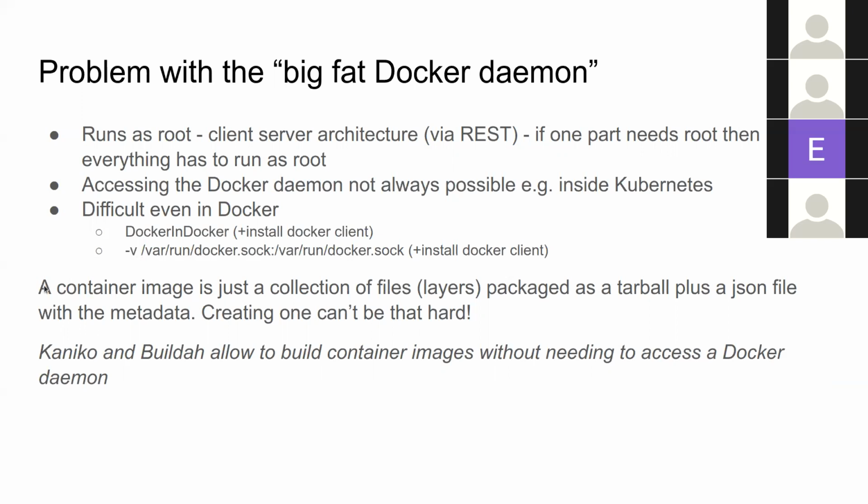And at the end of the day, a container image is actually just a collection of files, the layers, packaged up as a tarball and an associated JSON file that provides the metadata. Now, hang on, creating some files, tarring them up and creating a JSON file really can't be that hard. You shouldn't need a big fat daemon to do all that. And that's where these alternative tools come in, Kaniko and Buildah, which allow you to build container images without needing to access a Docker daemon.